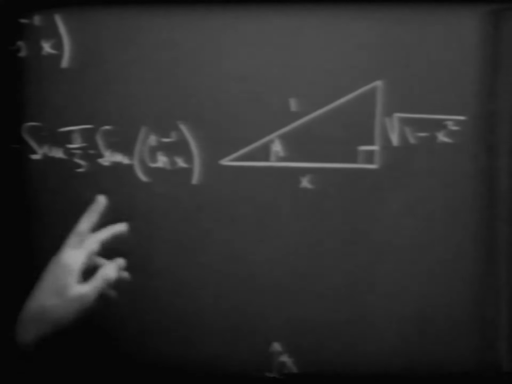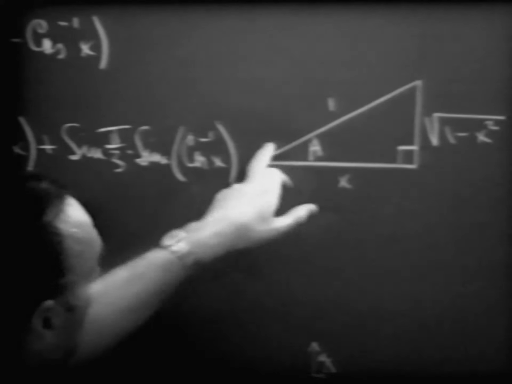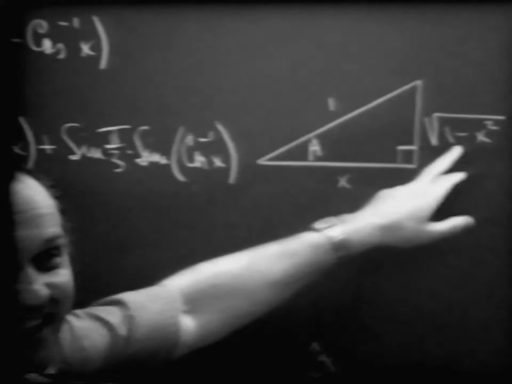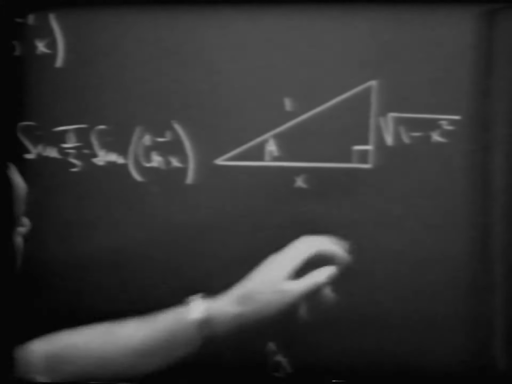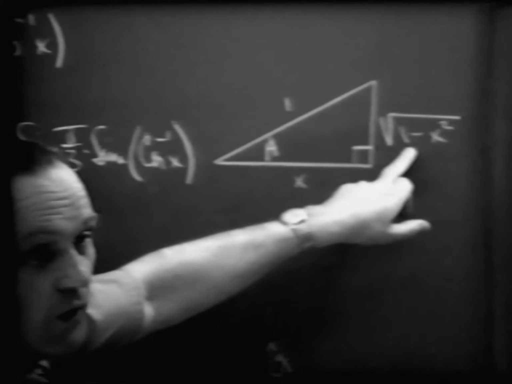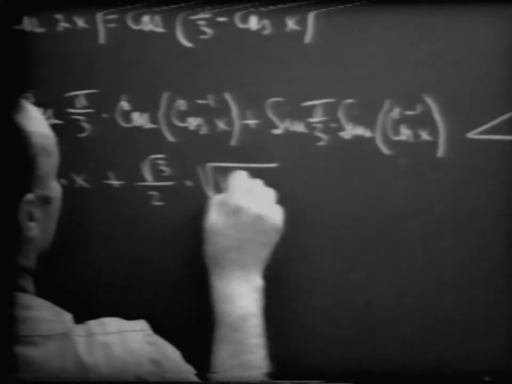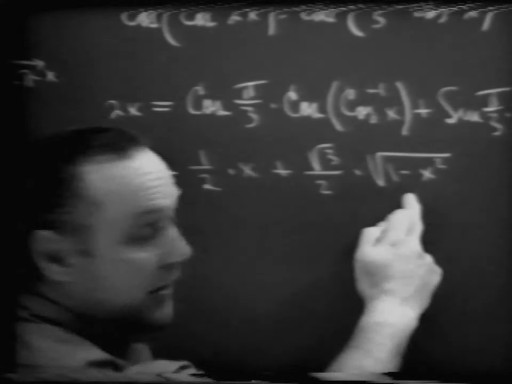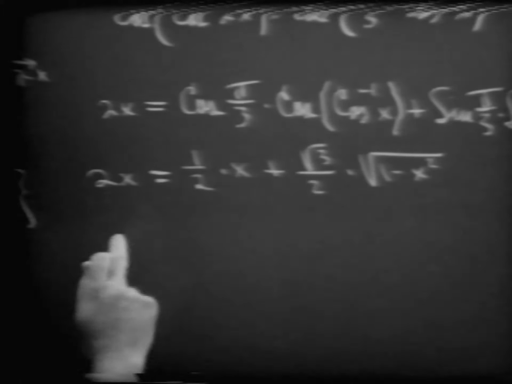Now, look at that. You're interested in the sine of A. So what then is the sine of A equal to in terms of your picture? It's equal to the square root of 1 minus x squared over 1, which is simply the square root of 1 minus x squared. Okay? Now we have this equation in terms of x, and let's see if we can solve it.